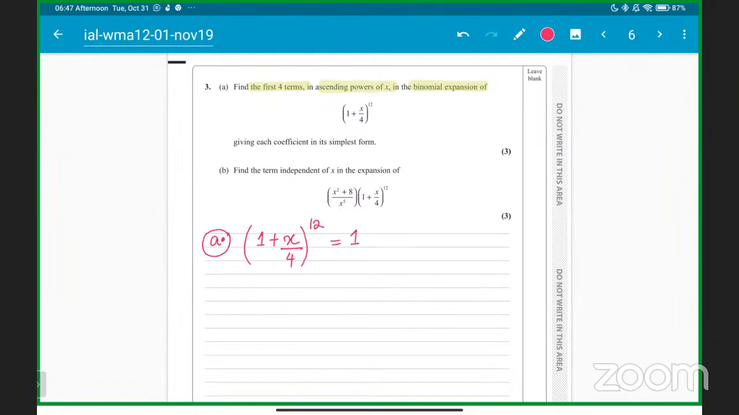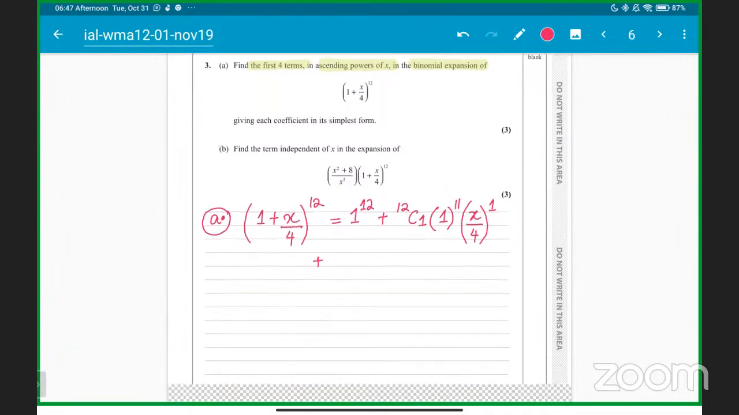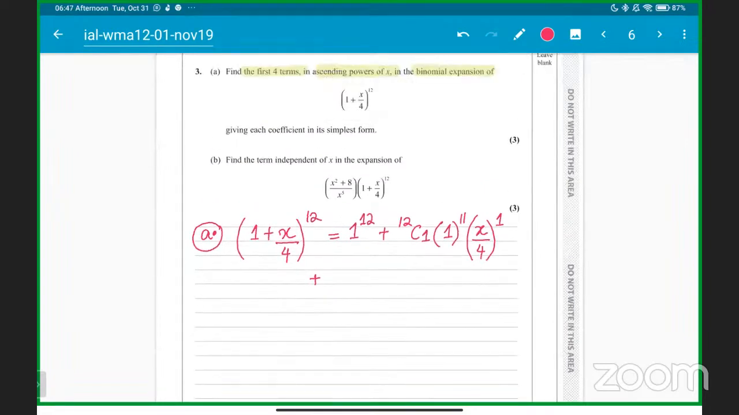So the first term will be 1 to the power 12. The second term will be 12C1, and the 1 doesn't matter. So 12 minus 1 is 11 as the power, and (x/4) will be to the power of 1. This is the second term. Getting it? See if everyone is getting it clear on this. Any questions? Any problem? So 1 to the power 12 we got, then 12C1, 1 to the power 11.